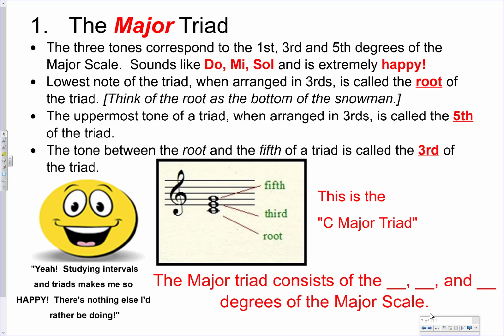Take a look at the picture. We have the root, the third, and the fifth. This is called the C major triad because triads get their name from the root.